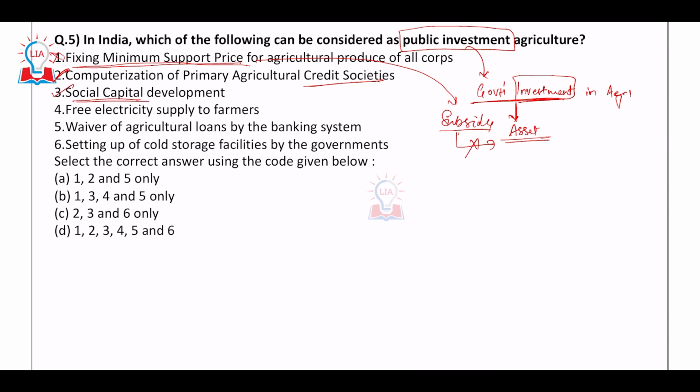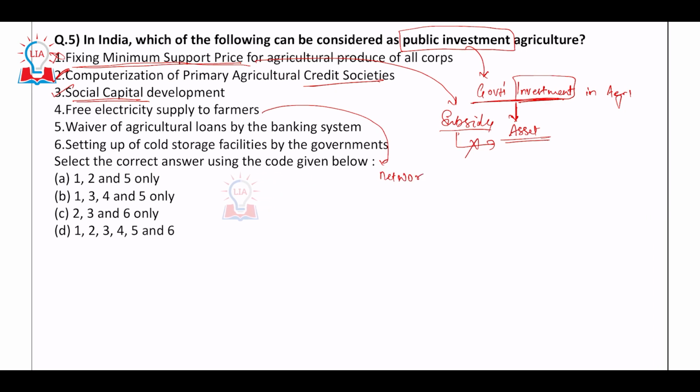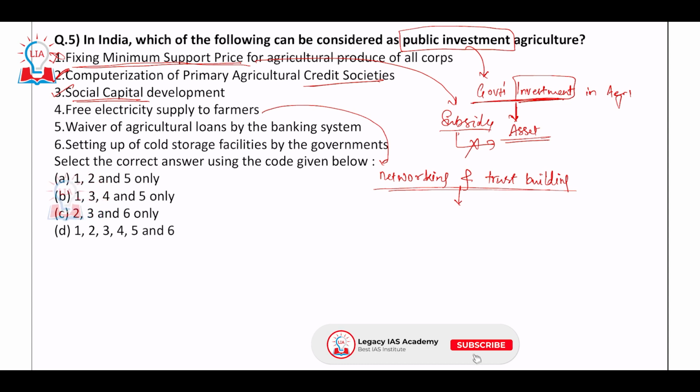So what is the social capital development? It is the value that can be created through networking amongst the farming community, and building trust amongst the communities, trust building. How will this actually help? How can this be considered as public investment?